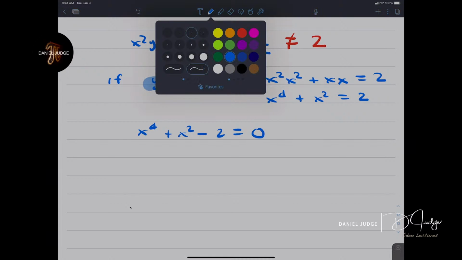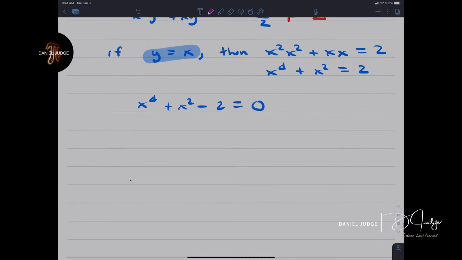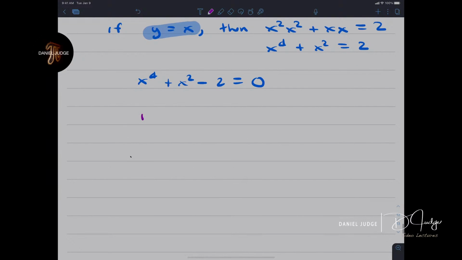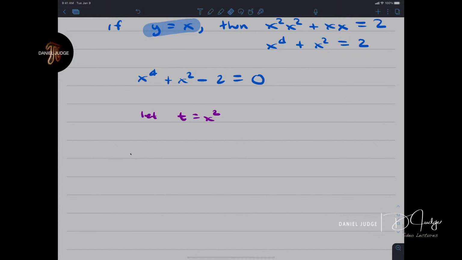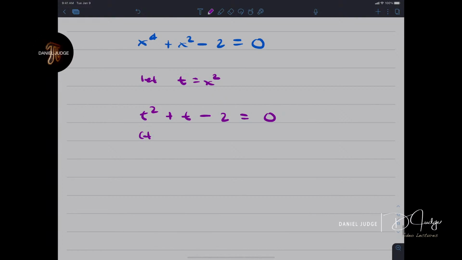Now, we can solve this. This is quadratic in form. I can say, let t be x squared. So that now gives me t squared plus t minus 2 is 0. Factoring here, I get (t plus 2)(t minus 1).